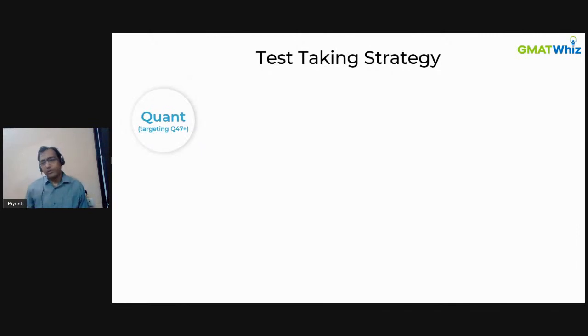So the strategy for quant test taking is simple. You need to make sure that you get the first 15 questions right. Now, how do you get them right? Obviously you have to learn the approach first. You have to make sure you know the approach. But the most important thing which students don't understand is they try to save time in the first 15 questions. They think that since the questions are easy, they can save time for the later questions.